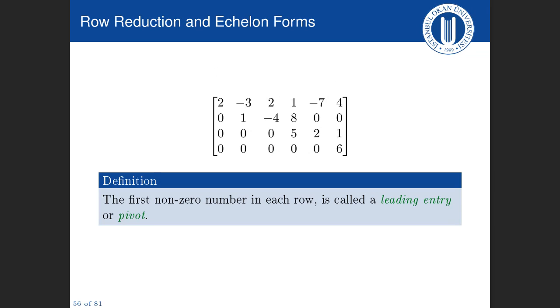The first non-zero number in each row of an augmented matrix is called a leading entry or a pivot. So the number 2, that's the first non-zero number in the first row, is a leading entry or a pivot. In the second row, ignore the 0. The first number which is not a 0 is the 1. 1 is the leading entry or the pivot. Then here, this number 5 is a leading entry or a pivot because it's the first number from the left which is not 0. And the bottom row goes 0, 0, 0, 0. Ignore all the zeros. First number which is not 0 is the 6. That's a pivot or a leading entry.